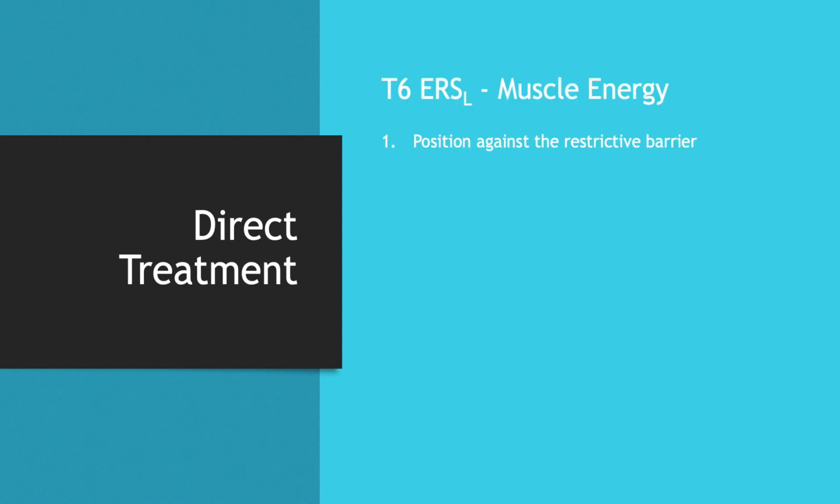So we're going to talk about direct treatments. We're going to go back to them now, and we're going to talk about muscle energy. So in the textbook, we give this example for T6 ERS left. I'll just describe this. This is Paul Johnson, and this is me. What Dr. Johnson has done here is place a fulcrum at T7. He's got me in flexion. Again, he's going to reverse this.